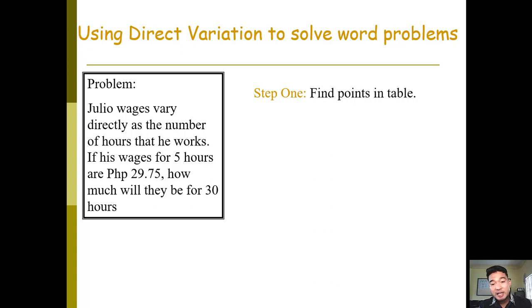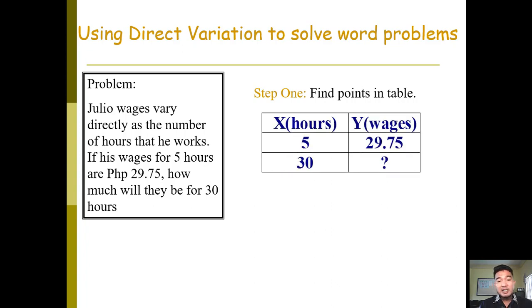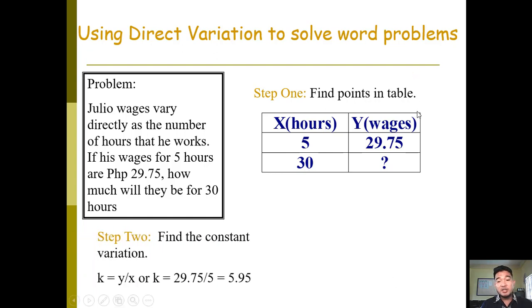So, gawa tayo ng table. Ayan siya. So, yung X, yun yung oras. Yung Y, yun yung sweldo niya. Okay. At ang nawawala ay yung magkano ang susweldohin niya kapag 30 hours ang nag-work. So, una muna natin i-solve yung K. 29.75 divided by 5 is equal to 5.95. Ganun lang kasimple si K. I-divide lang si Y by X. So, meron ka na agad na K.